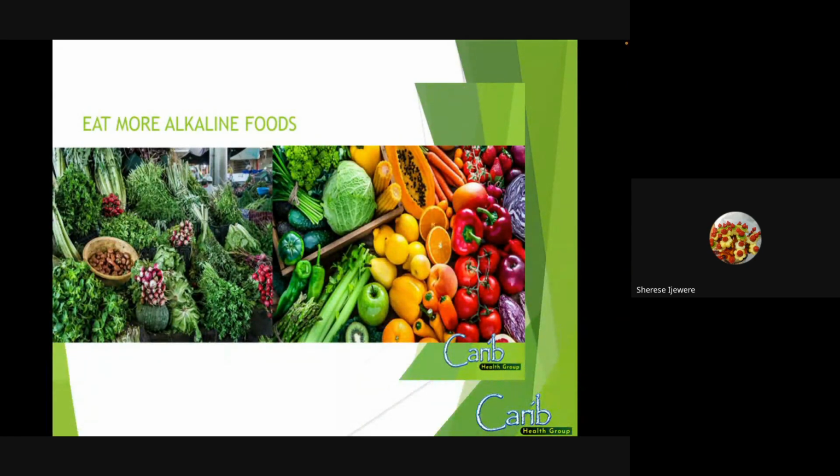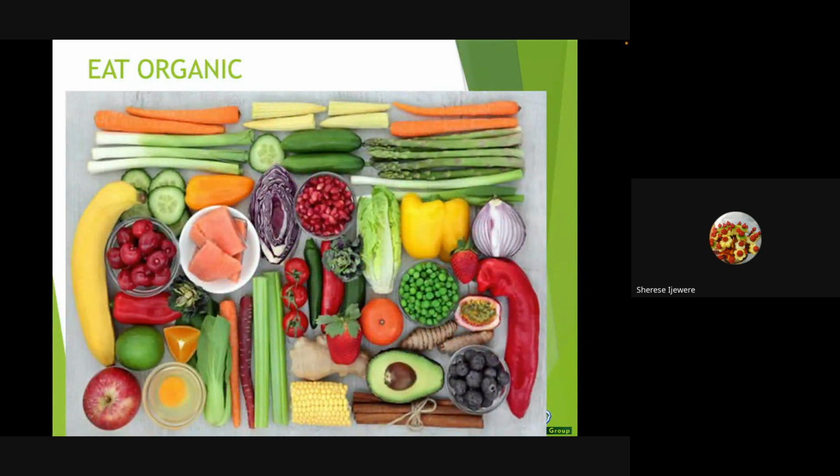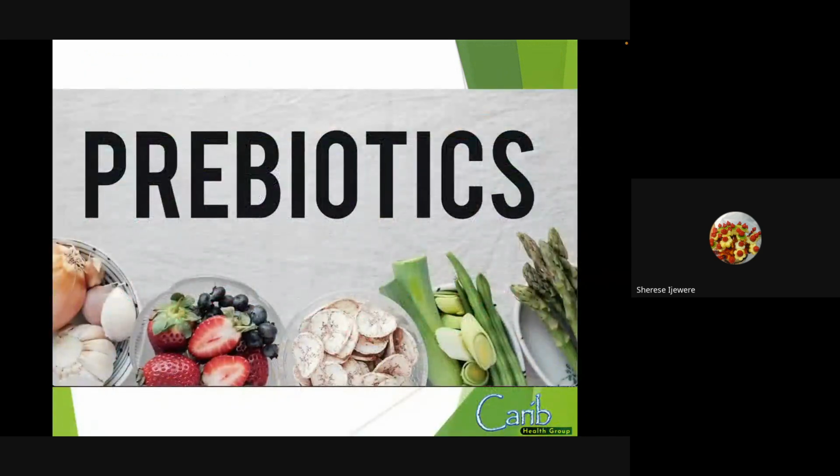Eating more alkaline foods, from the vegetables, the colorful fruits, and helping them understand what's low on the glycemic index, what's acceptable, what's high on the glycemic index. And of course, yes, helping them to recognize the foods that are organic, or plugging them into the organic farmers, the organic farmer markets. All of this is very much available.